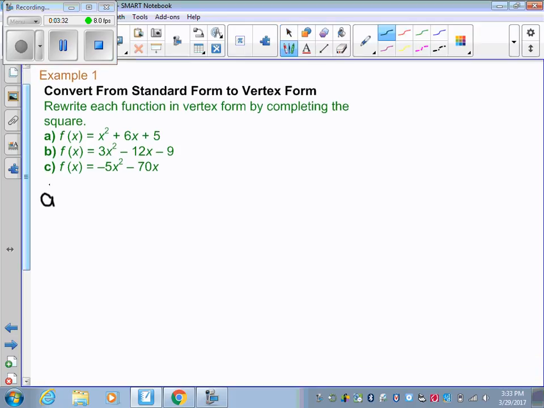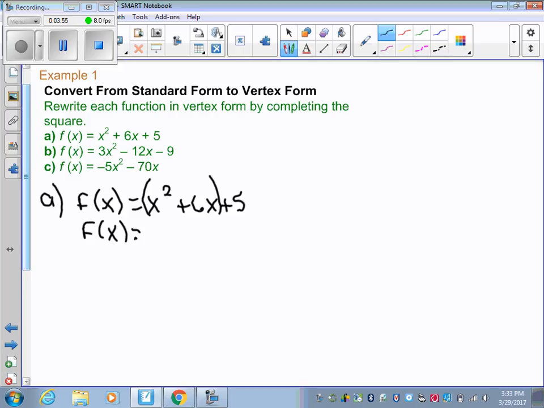Following the steps, this first one is the simplified one. It has no leading coefficient. So I follow my steps from the original version. Group the first 2 terms. Take half that number, which is 3, and add and subtract the square of it. So when I square 3, I get positive 9 and negative 9.